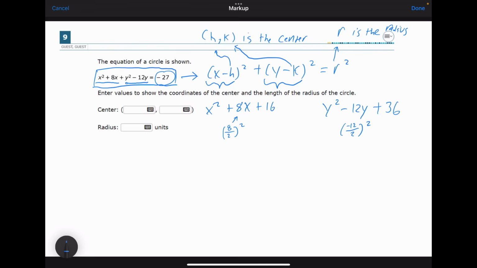So now what I've done is I've taken this first part and I've turned it into this guy. And I'm taking this second part and turning it into this guy. I'm going to rewrite the equation. That way you can see this whole thing at once.